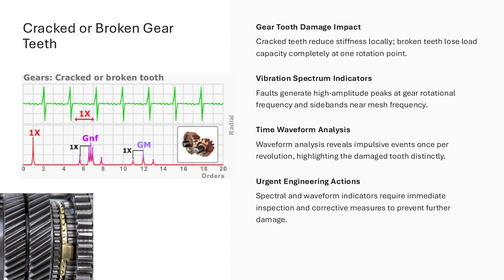Gear natural frequencies may also be excited due to impact loading as the damaged tooth engages. However, spectrum analysis alone may not always provide a clear indication of a cracked or broken tooth. Time waveform analysis is often more effective, revealing impulsive events occurring once per revolution. In a gear with multiple teeth, one pulse in the waveform will appear significantly different, corresponding to the damaged tooth. Engineers should treat these spectral and waveform indicators as urgent warnings. Immediate follow-up inspections and corrective actions are necessary to prevent secondary damage to mating gears and bearings.